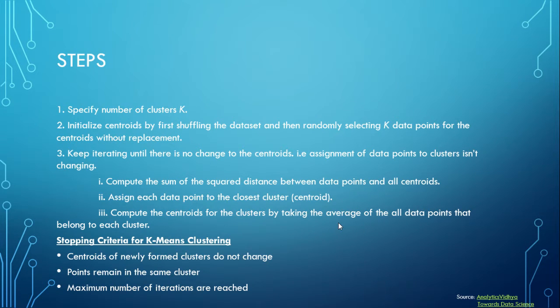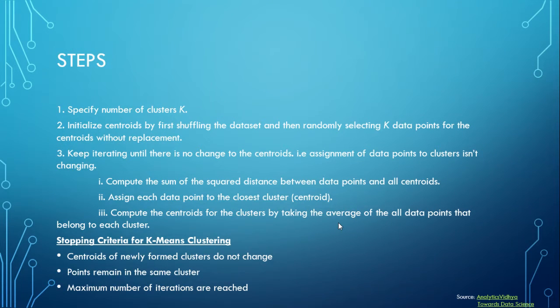Now, the steps involved in k-means: you specify the number of clusters. That would be a random number in the beginning. Say you start with 5. Then you initialize the centroids by shuffling the data set and then randomly selecting the k points from the data set without replacement. Now, you will calculate the sum of the squared distance between the data points and all the centroids and assign each data point to the closest centroid. Then compute the centroids of the clusters by taking the average of all the data points that belong to that cluster. If you do this third step, you will get a new centroid value.